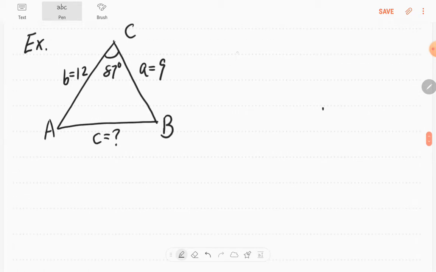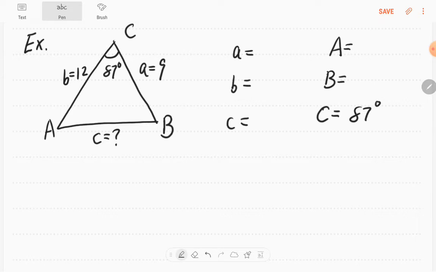Actually, you can solve it. We can use a little chart with sides a, b, and c, and angles A, B, and C. Angle C we know, which is 87 degrees. Side b is 12, side a is 9. So you can see from this chart, we have no pair of opposite side and angle, right? So we cannot use the law of sines, but we can use the law of cosines, right?